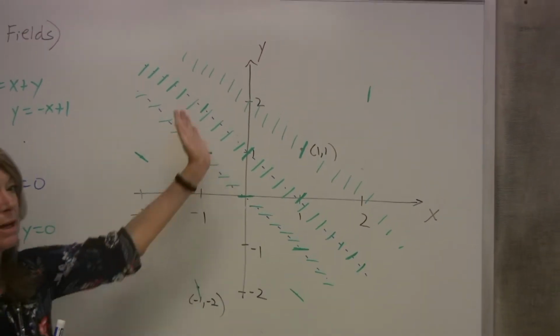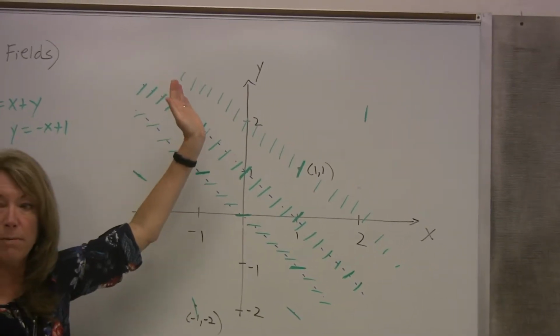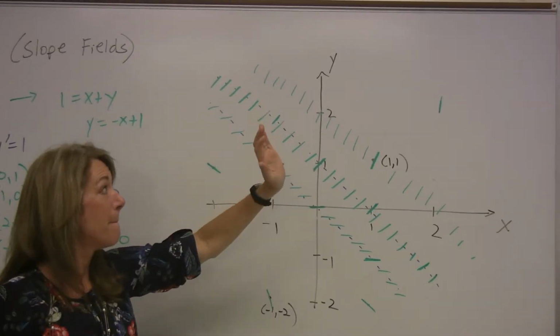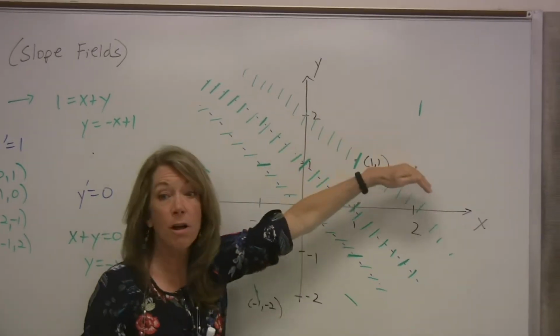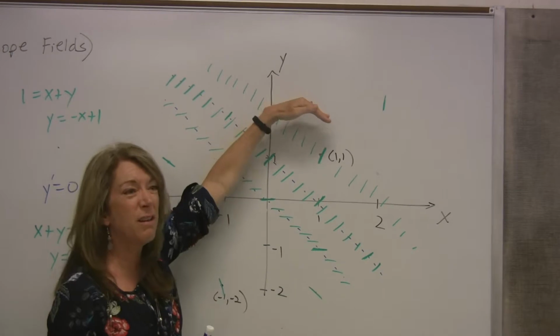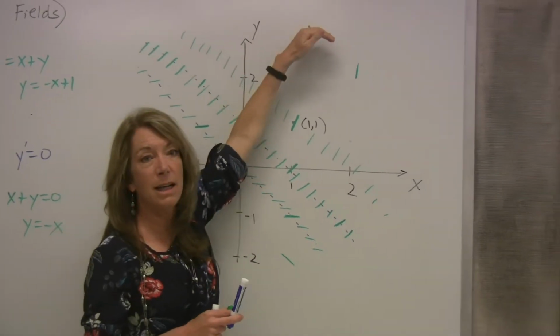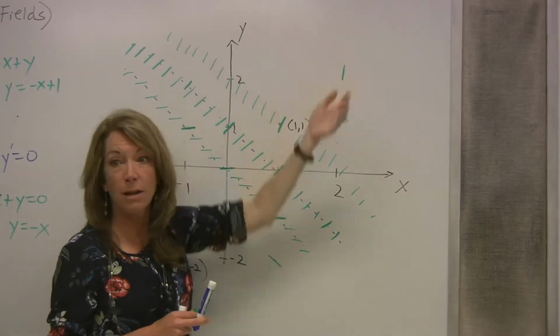What do you think is going to happen when I go one more up? They're all going to be the same, but what are they going to be compared to these? Steeper. So if I go up here, the further up I go, the steeper they get. The next line they'll all have a slope of 3. The next line they'll all have a slope of 4.